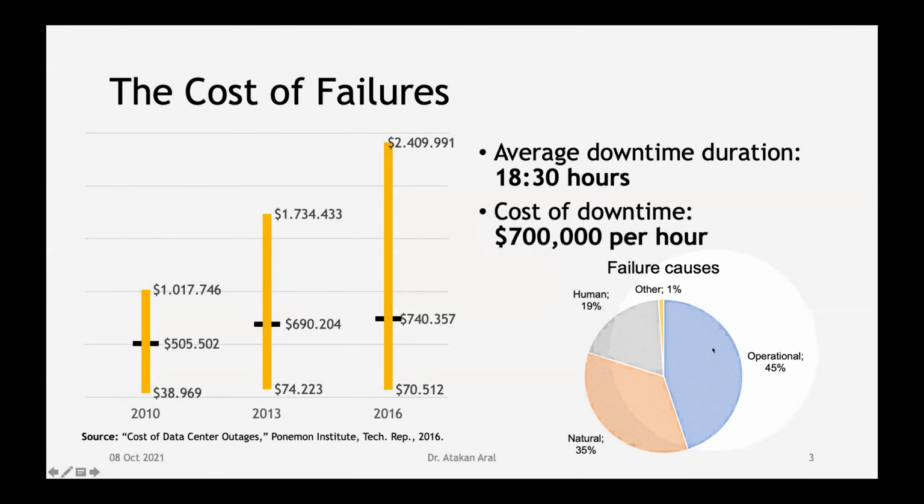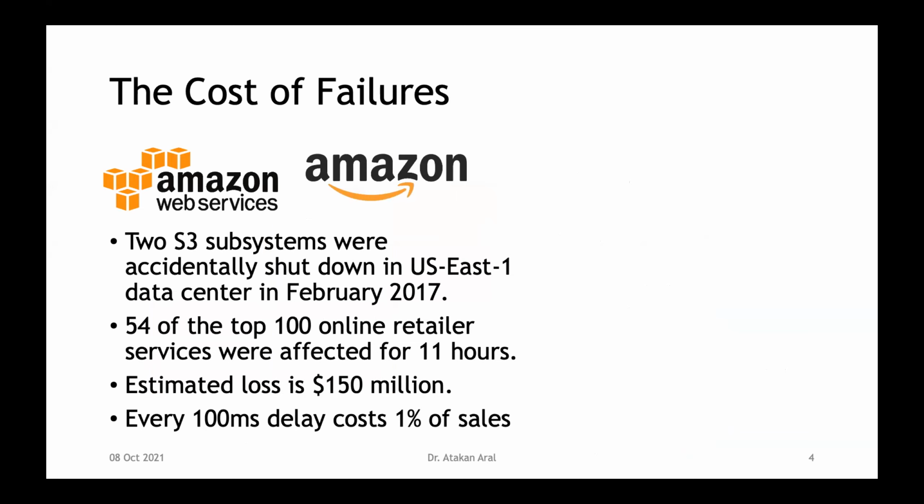So let's look at two real examples from recent cloud failures. In 2017, two S3 subsystems of Amazon Web Services were accidentally shut down in only one of the data centers of Amazon. They have many. In this case, it was US East 1, and it was only a storage system, S3, Simple Storage Service. But the failure cascaded to many other data centers, and also to the compute cloud as well. So the computation was also affected, not only storage.